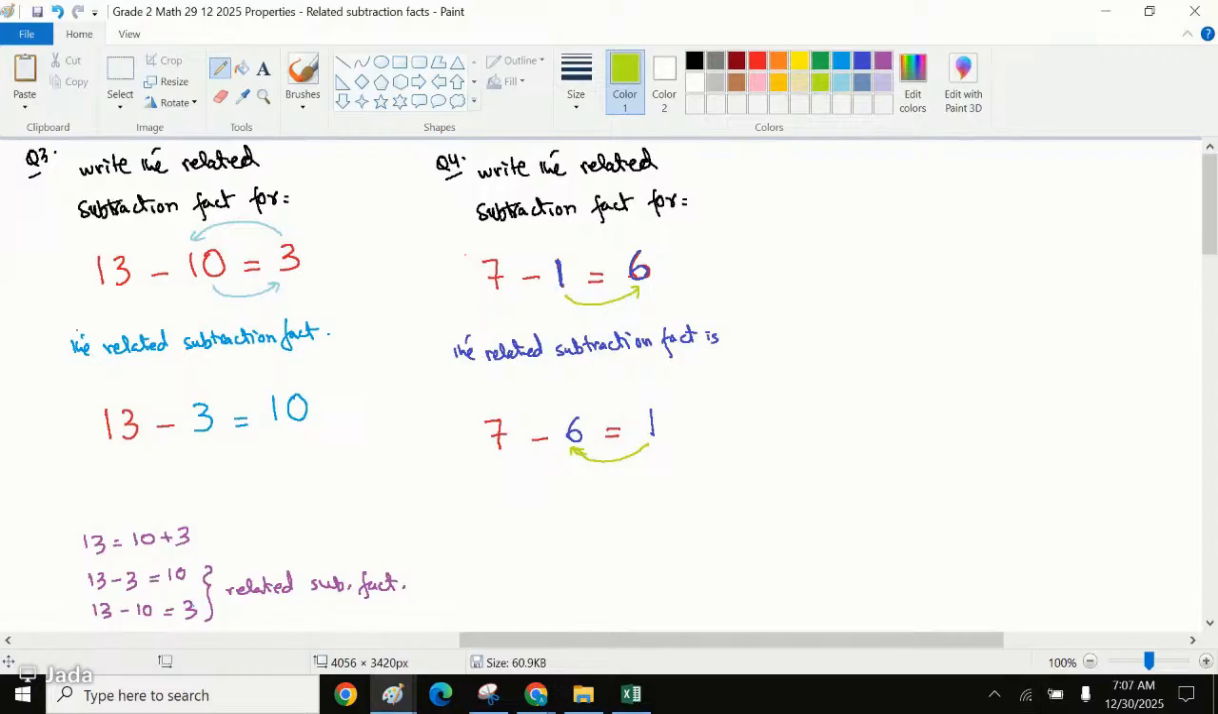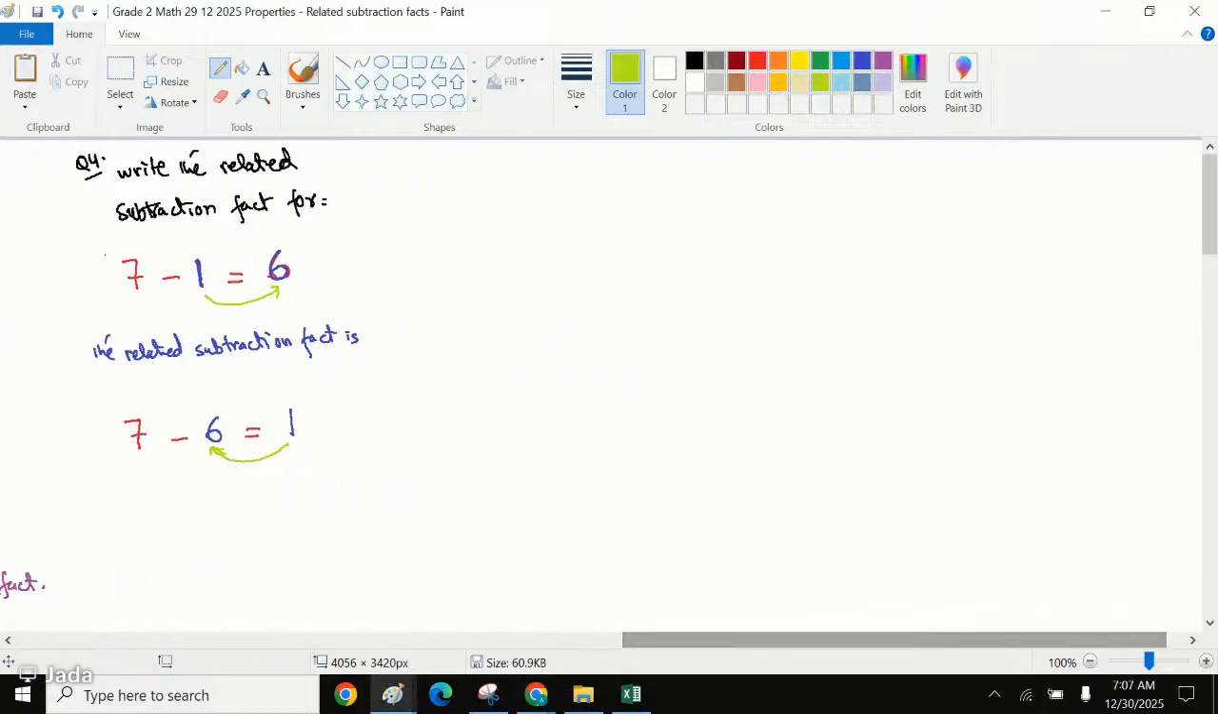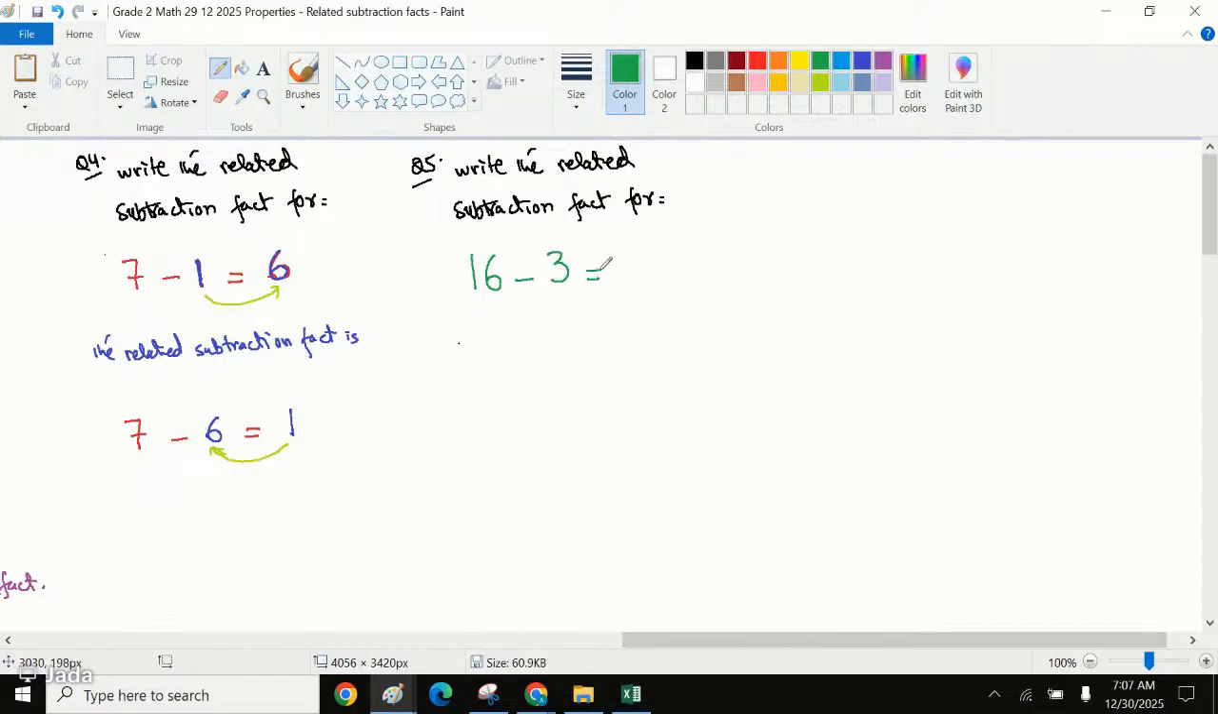Thank you. Let's look at the next question. You don't have to draw these arrows, right? I'm drawing these arrows just to show you the information. The next question, question number 5, states that write the related subtraction fact for 16 minus 3. What is 16 minus 3? Can I have the answer? Yes, 16 minus 3 is 13, right?